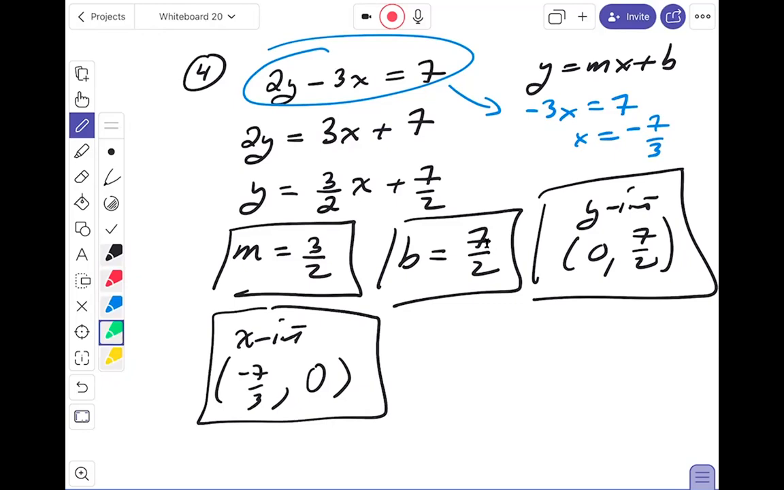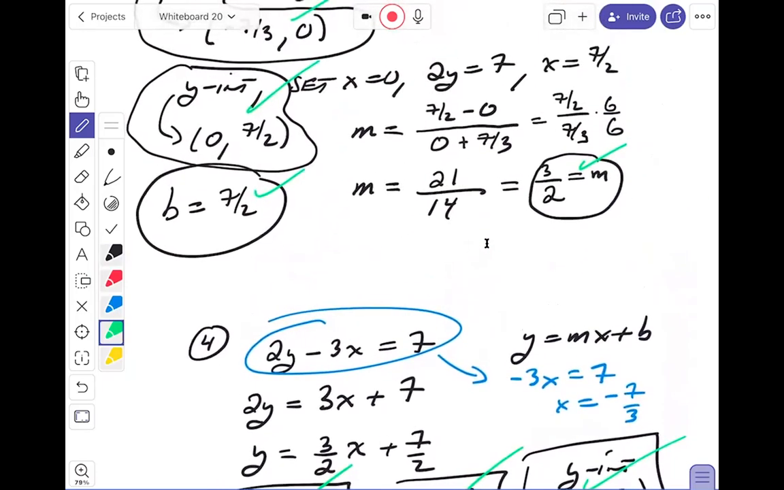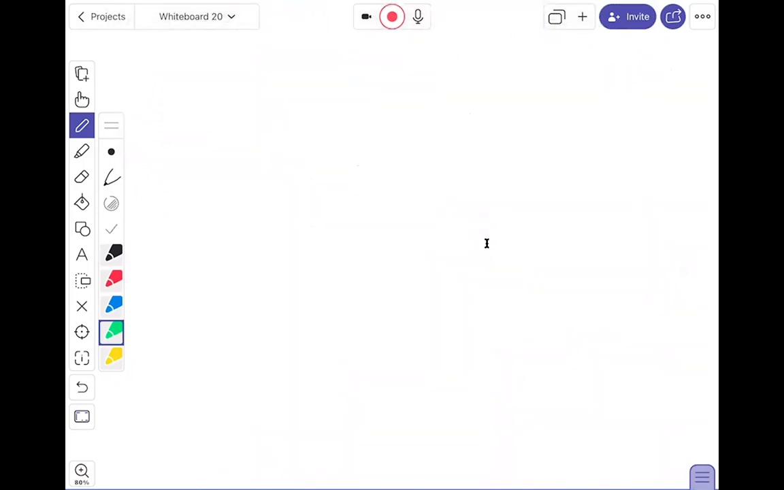All right, let's look in the key again. What does it say? M is 3/2. Got that right. B is 7/2. X-intercept, minus 7/3, 0. Y-intercept, 0, 7/2. This is exactly the same answer we got from the other work. You need to find work that you're comfortable with, though. Note that I say you can do it 2 different ways. You find a way you can do it.